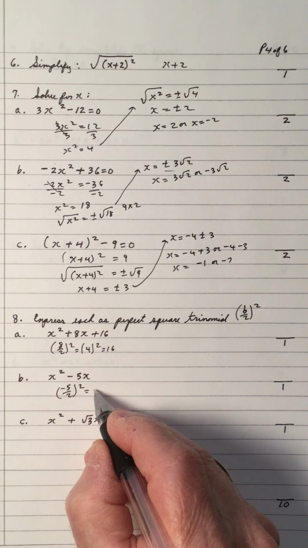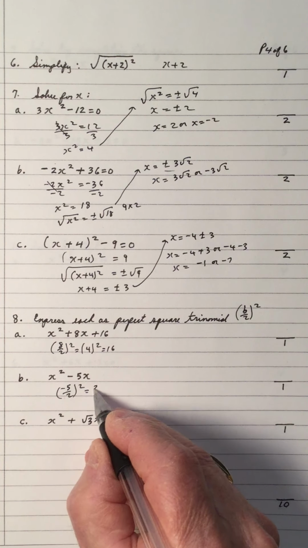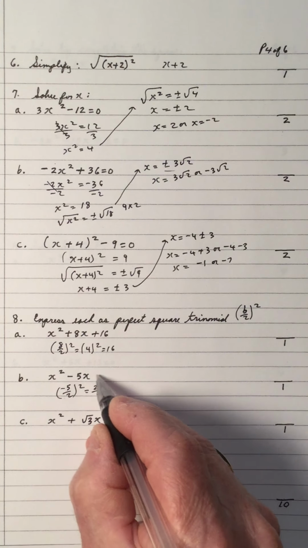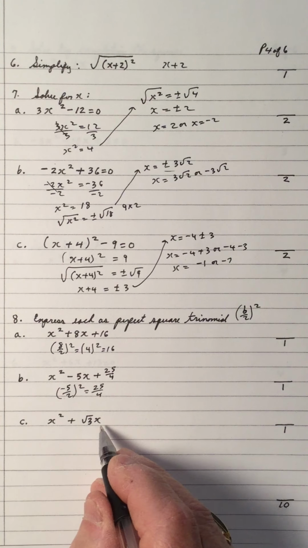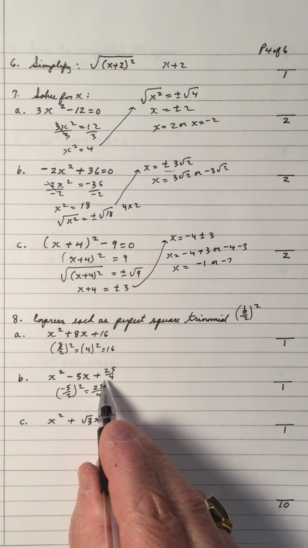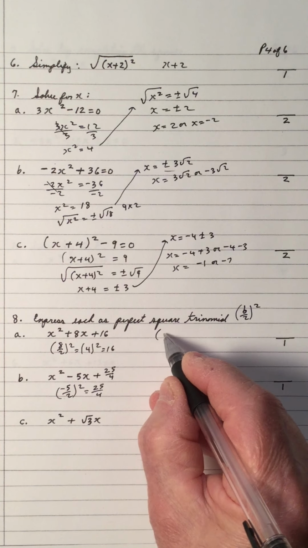square it. So notice that's negative 5 times negative 5 is 25, 2 times 2 is 4. So we add on 25 over 4. That's a perfect square trinomial. And again, we didn't have to do it, but I'm going to factor this.